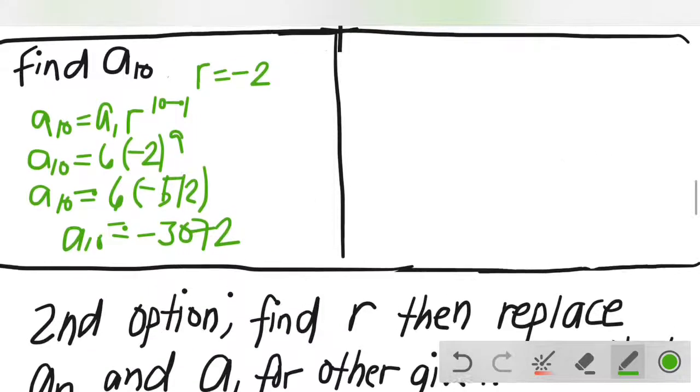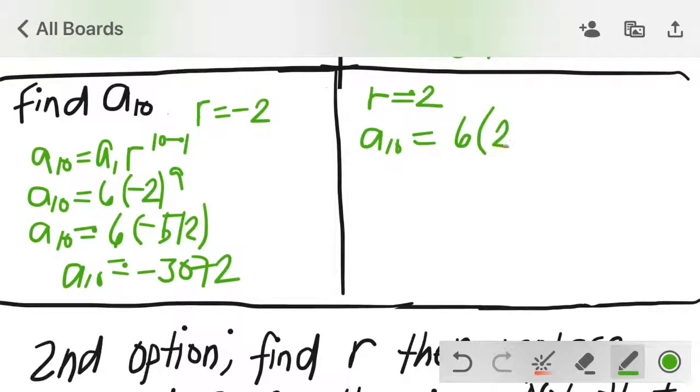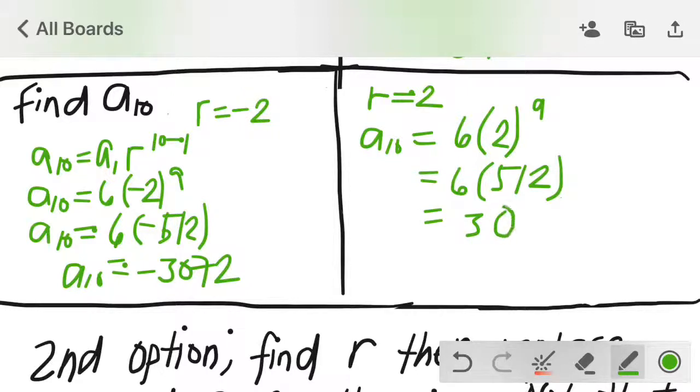On the other hand, let's find the 10th term when our common ratio is a positive 2. Alright, similarly, 10th term, our first term being a 6, and this time a common ratio of positive 2 to the 9th power. Continuing on, I'll have a 6, and 2 to the 9th is a positive 512, and our 10th term in this case is a positive 3072.